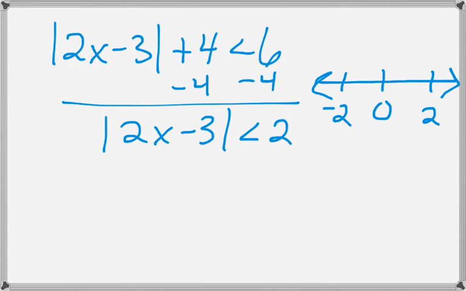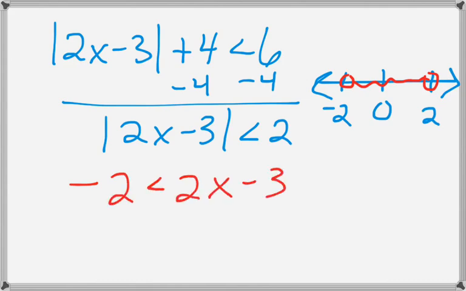So if we label those two numbers where the distance is equal to 2, we need to think, should I be closer to 0 or farther away from 0? If we want the distance to be less than 2 units, that means we should be pretty close to 0. In other words, we should be in this interval here. So we change this to say negative 2 is less than 2x minus 3, which is less than 2.